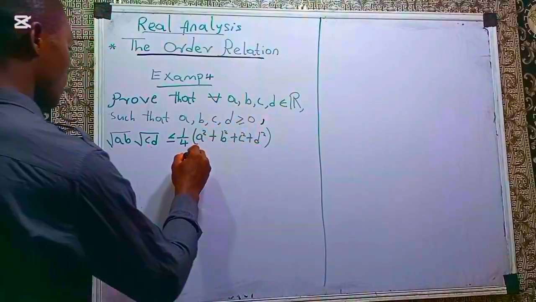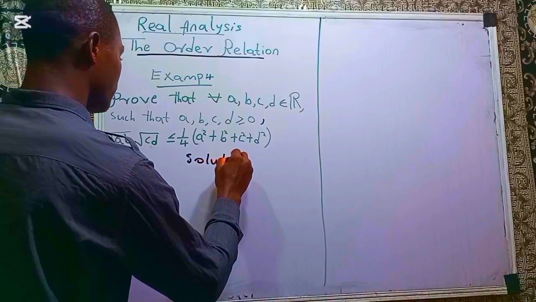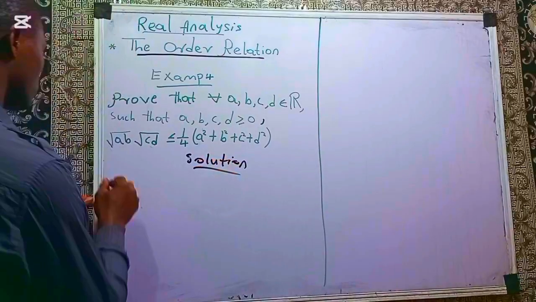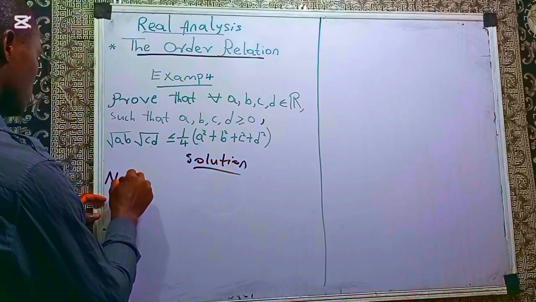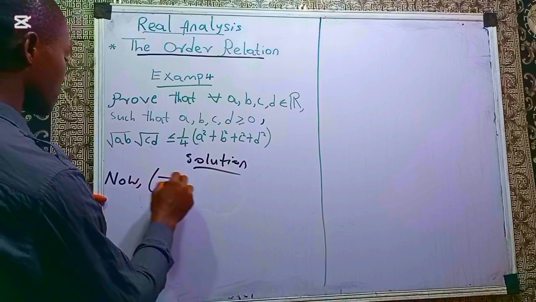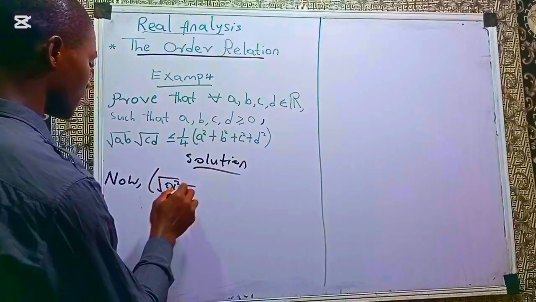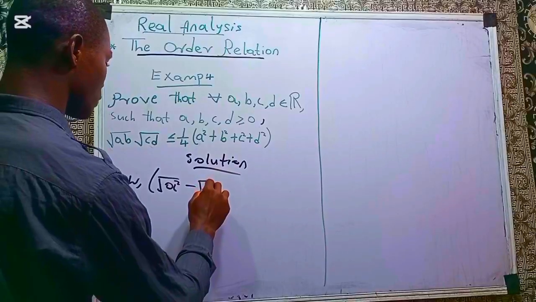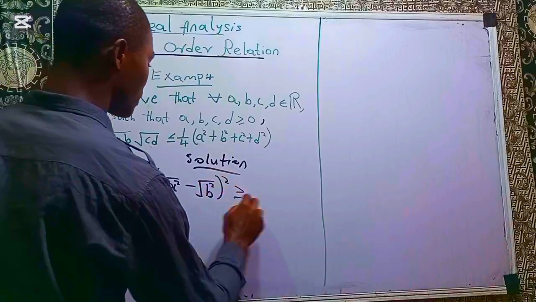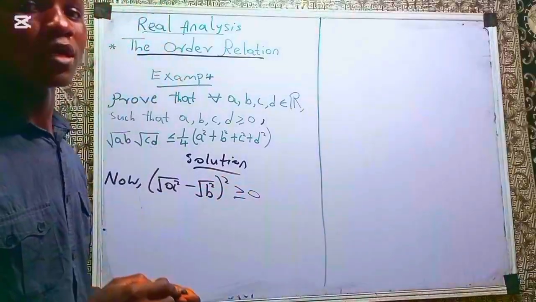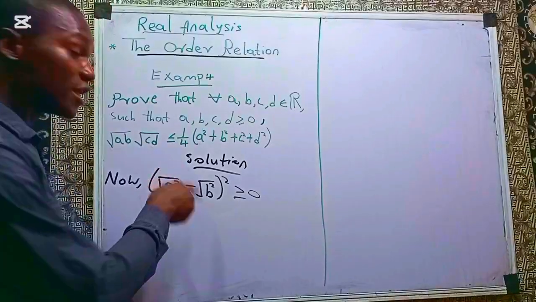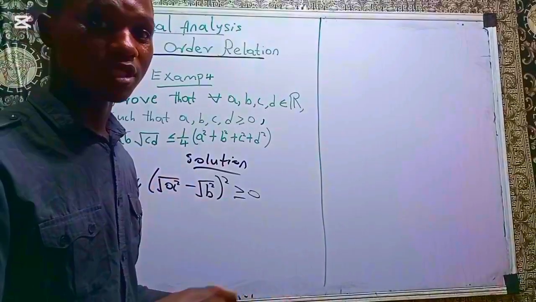So we are going to start the proof. Solution. We are going to write this now: the square root of a squared minus the square root of b squared, all squared, must be greater than or equal to 0. Now, a squared will give you what?